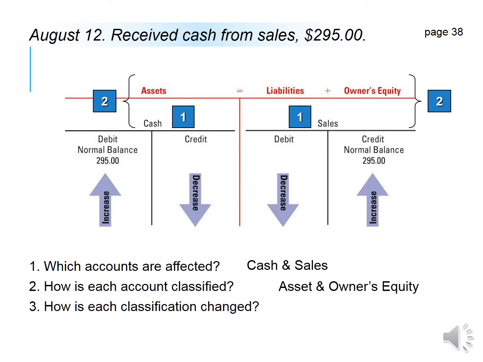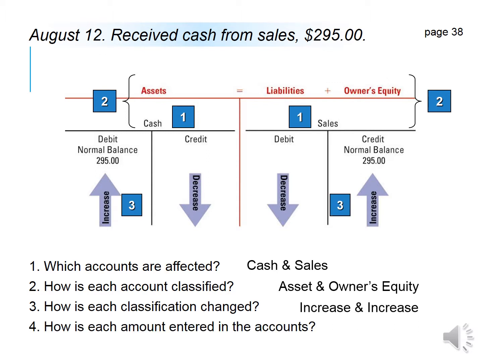How is each classification changed? We receive cash, so our cash account is going to increase, and we receive sales, which means owner's equity will increase because sales increases the value of the business. So that will be increased as well. So we have two increases. How is each amount entered? Since we are increasing cash, we know that cash increases on the debit side. We are increasing sales, whose effect on owner's equity is to increase on the credit side. So we have a debit and a credit. Thus, our accounting equation is in balance.